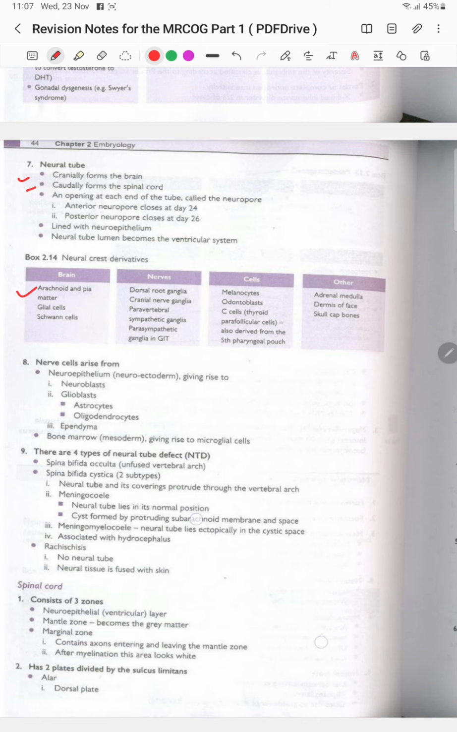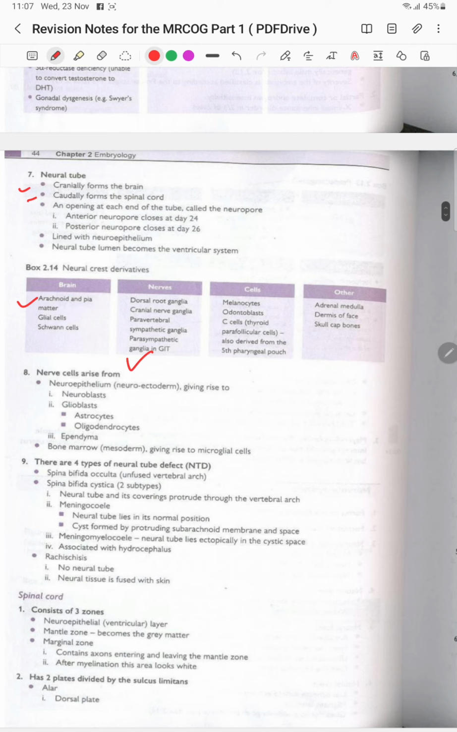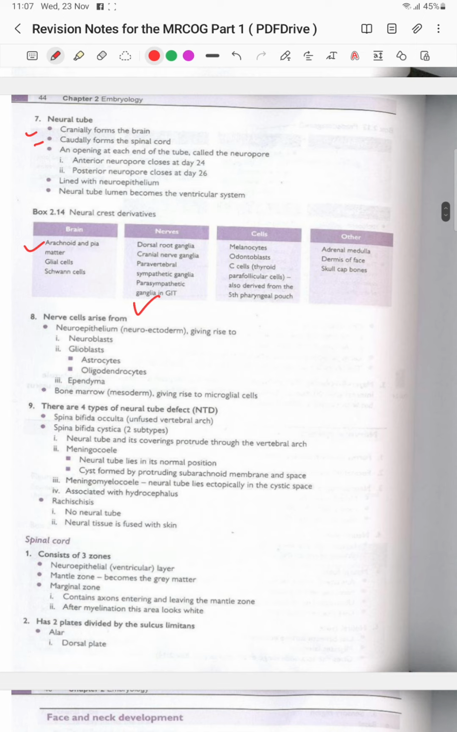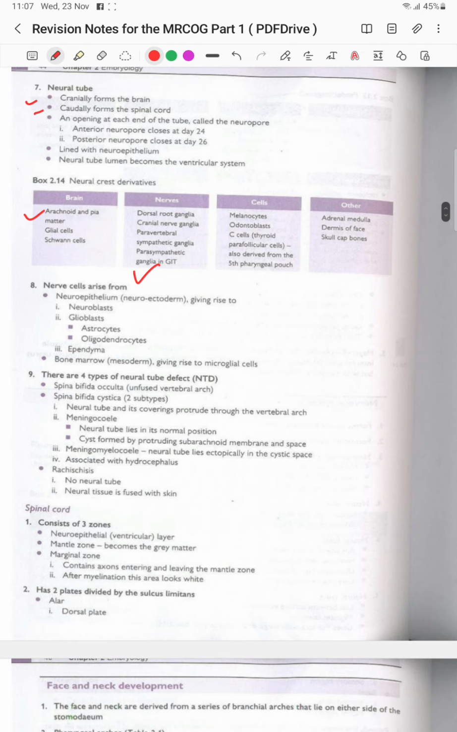Neural cells arise from the neuroepithelium, the neuroectoderm. They give rise to the neuroblast and the glioblast, and the astrocytes and the oligodendrocytes and the ependyma, and the bone marrow mesoderm. They give rise to the microglial cells.